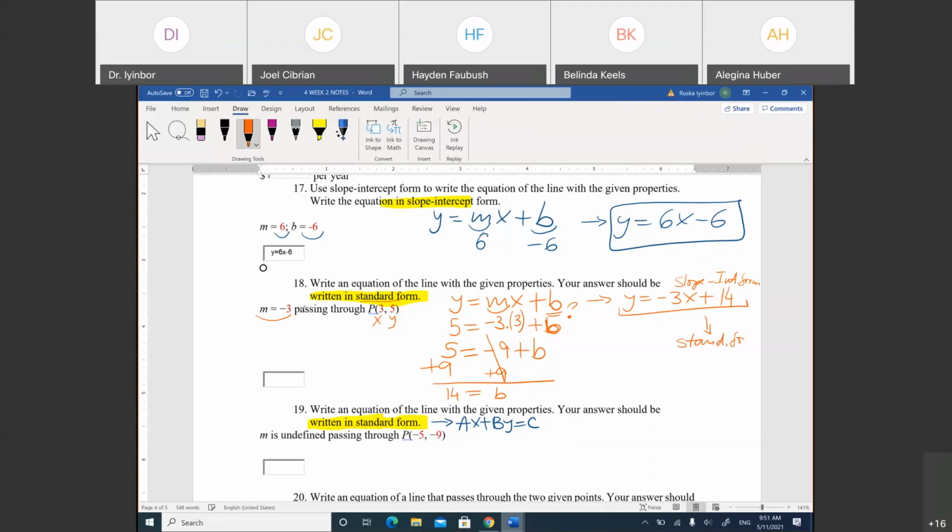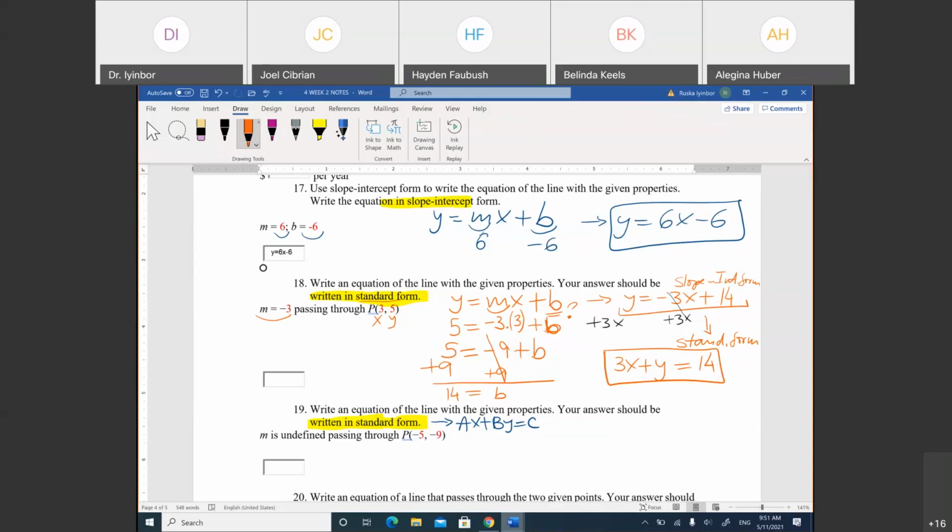How do you do that? By moving the x. Yes, you're going to add 3x. So if I add 3x to both sides, I'm going to get 3x plus y equals 14, right? I copy 3x plus y because I can't combine those two. I just copy them, 3x plus y equals 14. And this is my final answer. It's in standard form.